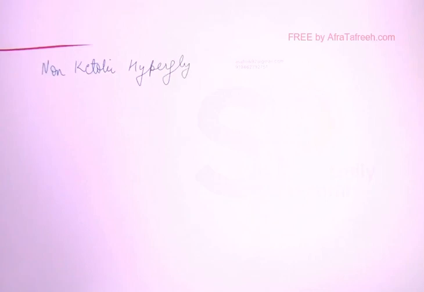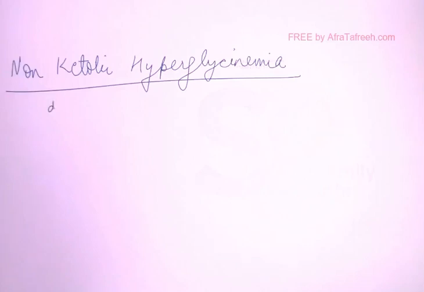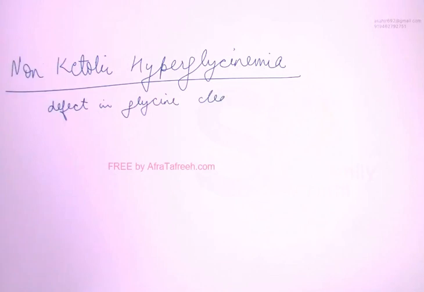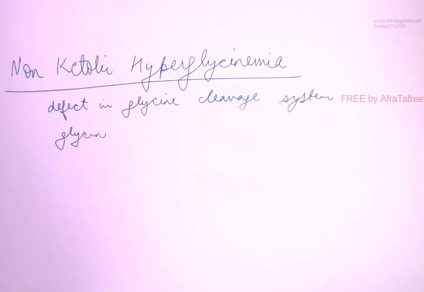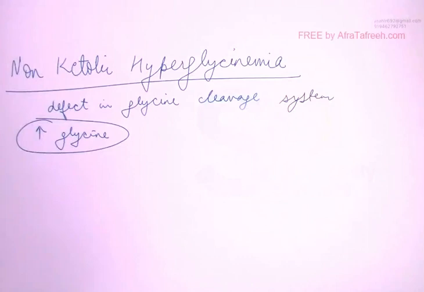Then coming to other disorder, that is non-ketotic hyperglycinemia. Here in these patients, there is a defect in glycine cleavage system, which is the major pathway of glycine catabolism. Now, when glycine catabolism is not occurring, there is increased glycine. You know, glycine is a neurotransmitter. Symptoms will be appearing here.